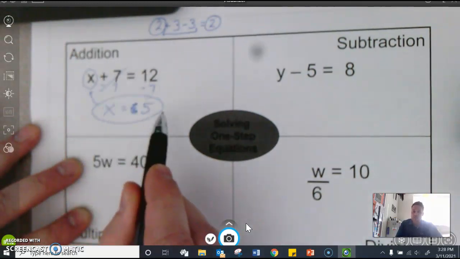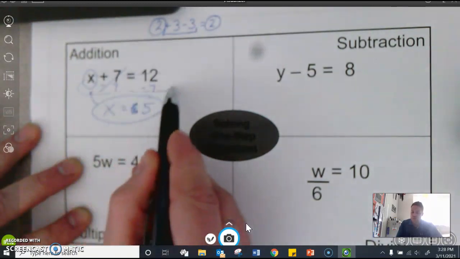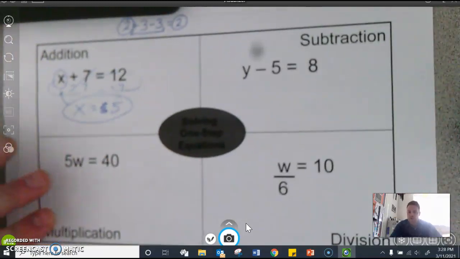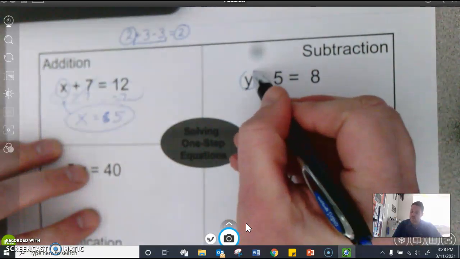Remember, yes, this is important, getting that answer of x equals 5, but this step right here, this showing that you understand how to balance an equation, is just as important for what we're learning. Over here we have y minus 5 equals 8. All right, we're trying to get y by itself.